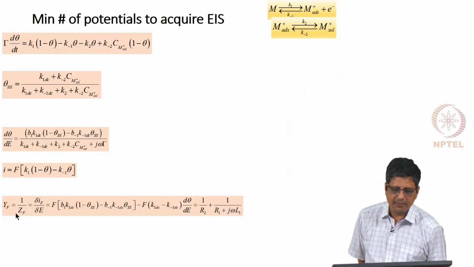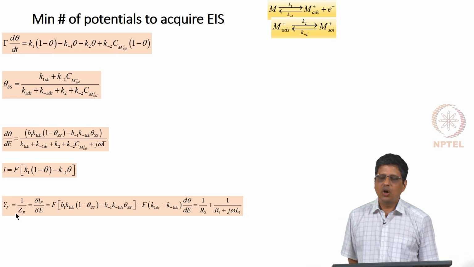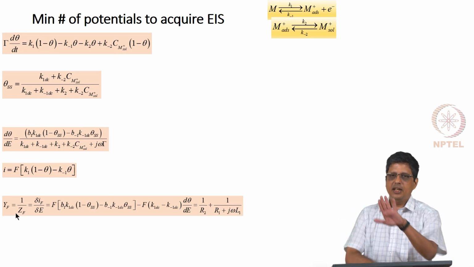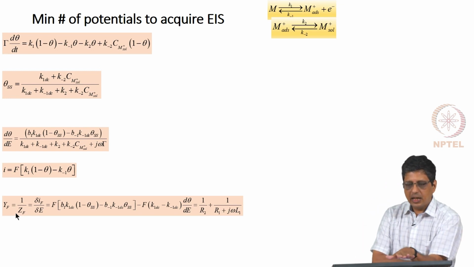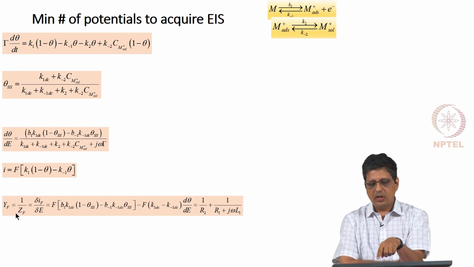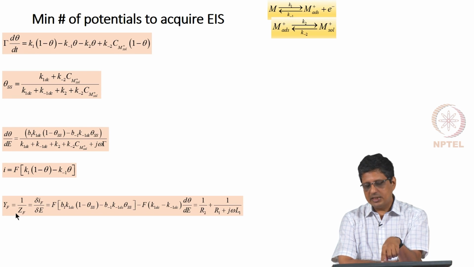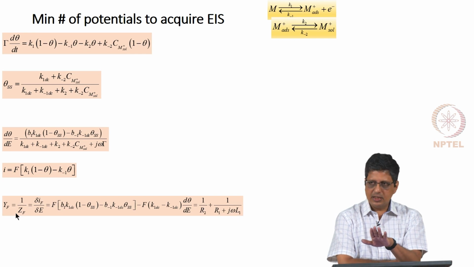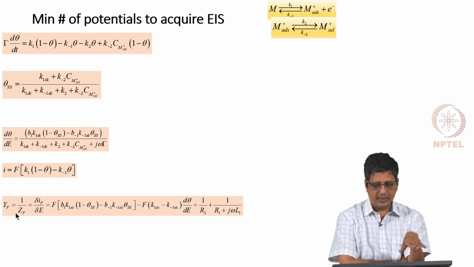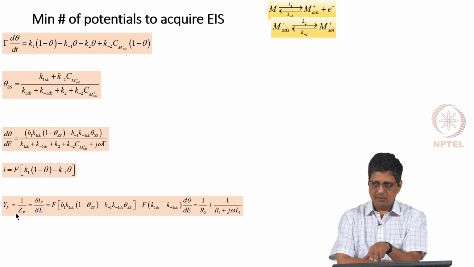When you propose a mechanism, how do I first say how many DC potentials I should take data at and then compare? Here I have shown a mechanism where you have metal going to metal plus adsorbed, and metal plus adsorbed going into metal plus solution. The second step is a chemical reaction, the first step is an electrochemical reaction. You can derive these expressions. I am not going to derive this, I will just say it is possible for you to derive and check that this is correct. Both are reversible reactions.